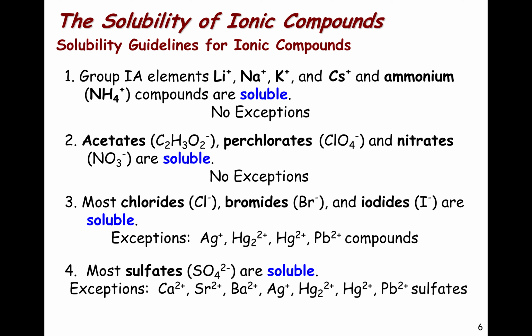The final rule is that most sulfates are soluble. Again, there are some important exceptions that you'll need to memorize. If the positive ion associated with the sulfate is a group 2 ion, such as calcium 2 plus, strontium 2 plus, or barium 2 plus, those will be insoluble. Likewise, if we have silver or mercury 1, mercury 2, or lead 2 plus, those are also insoluble sulfates.